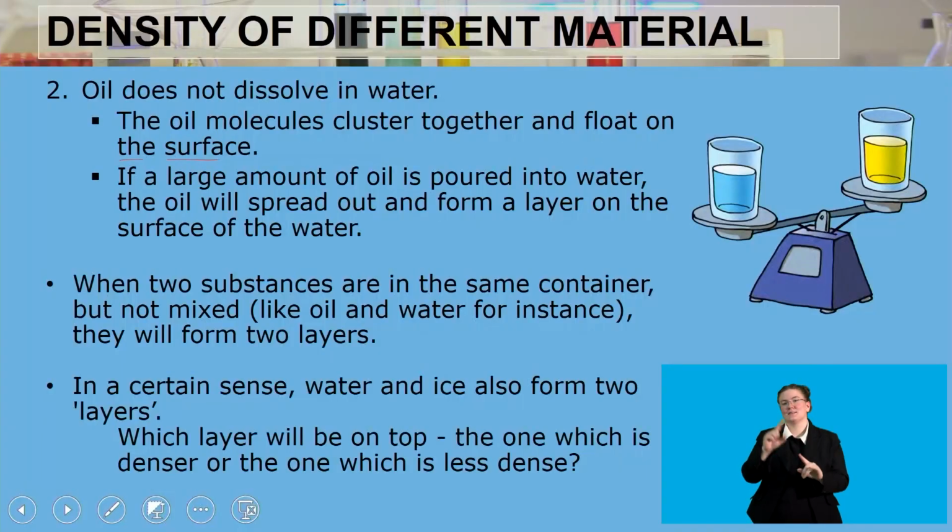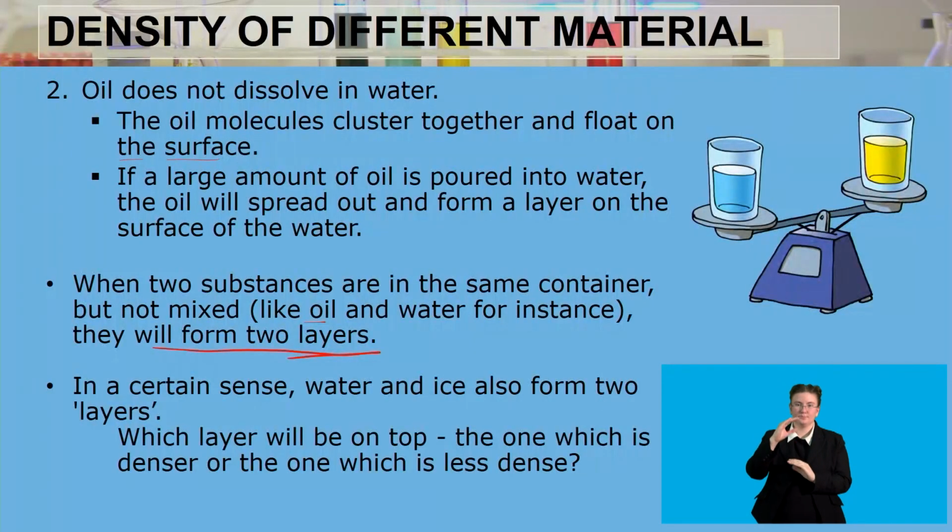So that can be regarded as a heterogeneous mixture because you're going to have two different layers in one particular container. Why? Because they have different densities. When two substances are in the same container but do not mix, in the case of oil and water for instance, they are going to form two layers. There's going to be a layer on top and a layer at the bottom. In a certain sense, water and ice also form two layers.